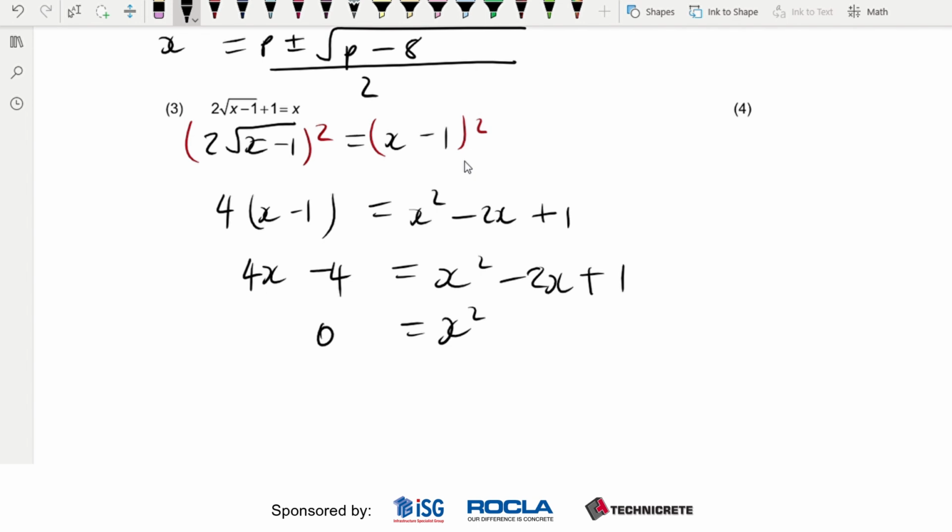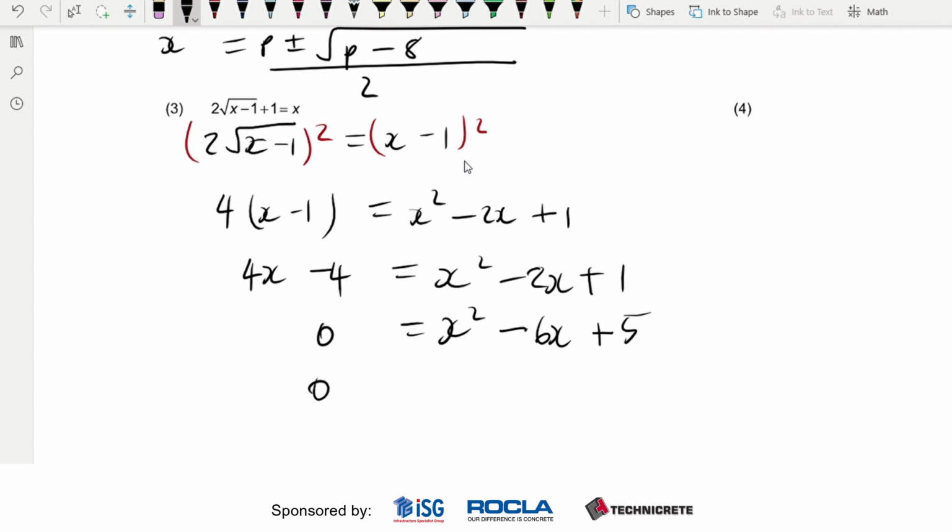So this would be minus 4 on both sides. So negative 2 minus 4 would be negative 6x. And negative 4, we'd add 4 to both sides. So 1 plus 4 would be plus 5. So we're left with x squared minus 6x plus 5 is equal to 0.